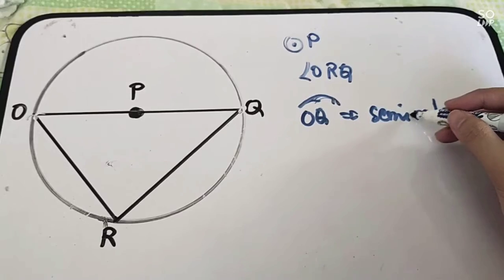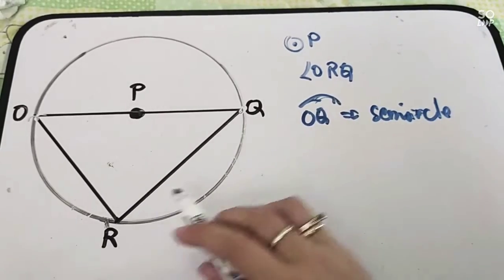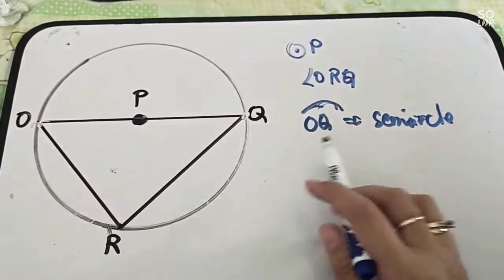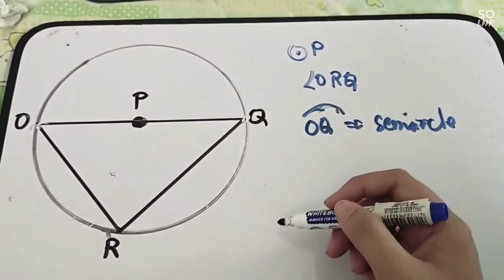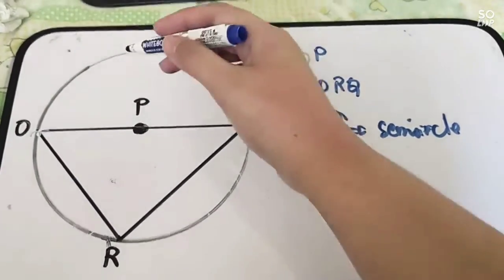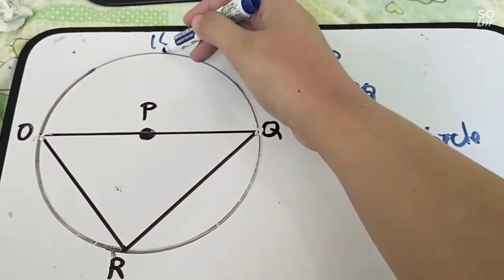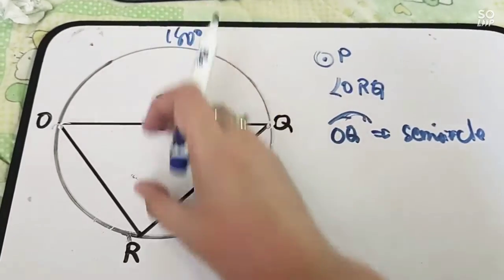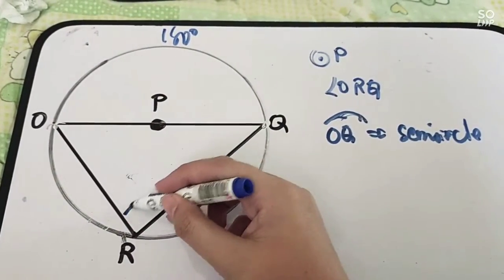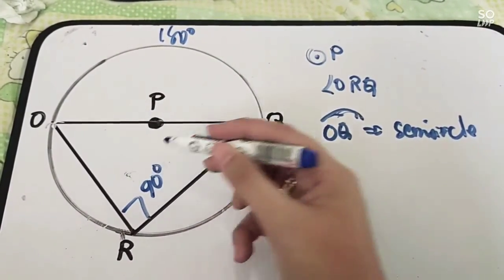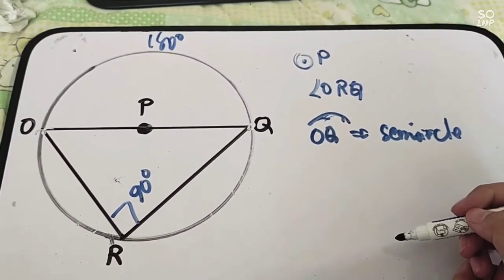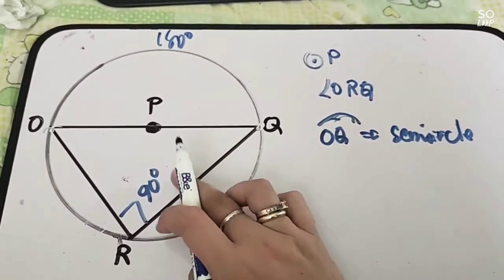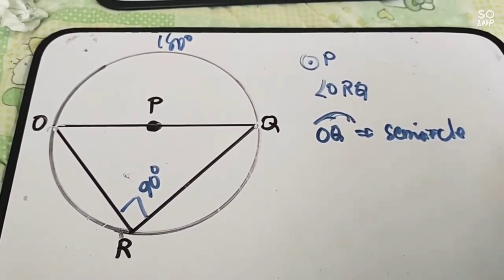Therefore, ang kanya pong intercepted arc ay si arc OQ, which is a semicircle. Kalahati siya ni circle. So, dito, since this one is 180, kalahati ni circle, therefore, yung kanyang inscribed angle na tinapatan niya is 90 degrees. Kaya po siya sinasabi na an angle inscribed in a semicircle is a right angle. Is it clear?